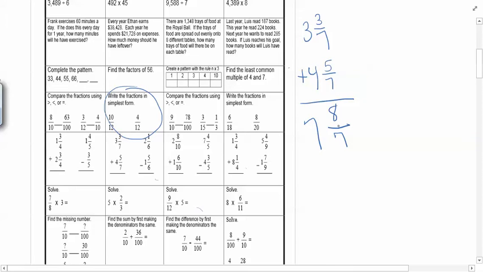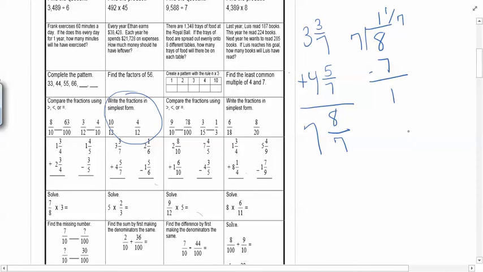But we can't leave my number as 7 and 8/7 because the fraction part of this number is improper. So remember, you have to change your improper fraction into a mixed number. And when you get that mixed number, add it to the whole number you already have. Okay, so I divide my numerator by my denominator. 7 goes into 8 one time. 1 times 7 is 7. 8 minus 7 is 1. The remainder is your numerator, which is 1, and the denominator stays the same.